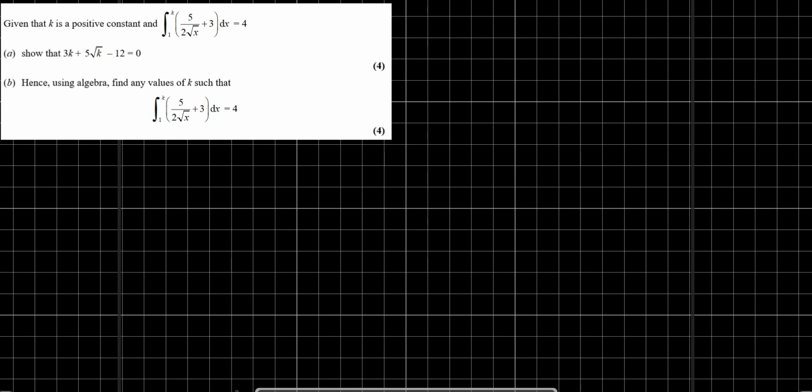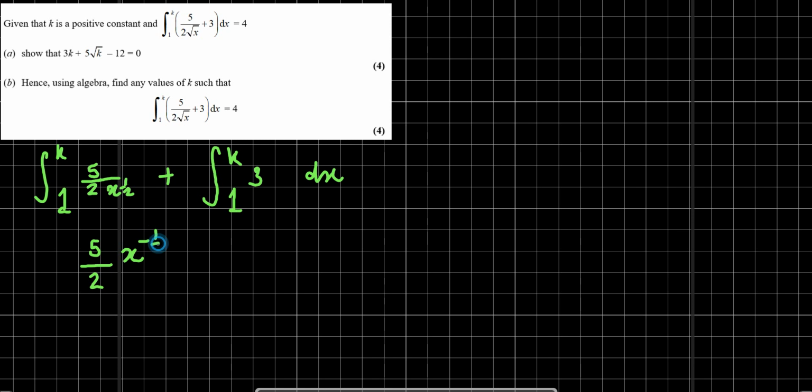Right, so we're going to just do the integration of that. So the integral from k to 1, I'm going to write the first bit as a fraction, plus 3, dx is 4. But before we do that, let's just rewrite this first as what we can work with. So 5 x to the power of minus a half, plus 3.